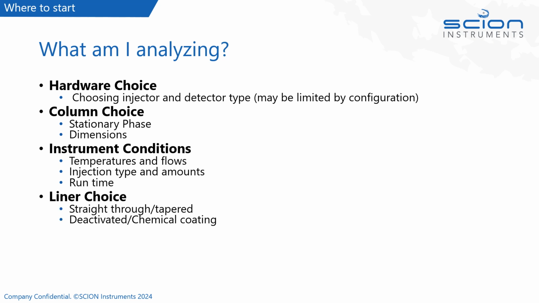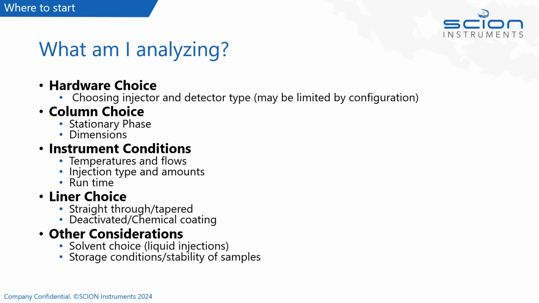Something that's also really important is the liner choice. So are we looking at a basic straight through? Are we looking at tapered? Do we want it to have deactivated wool in it? Are we looking at base deactivated liners or chemical coated? For particular compounds, this can really help reduce active sites and prevent tailing. And then there are other considerations.